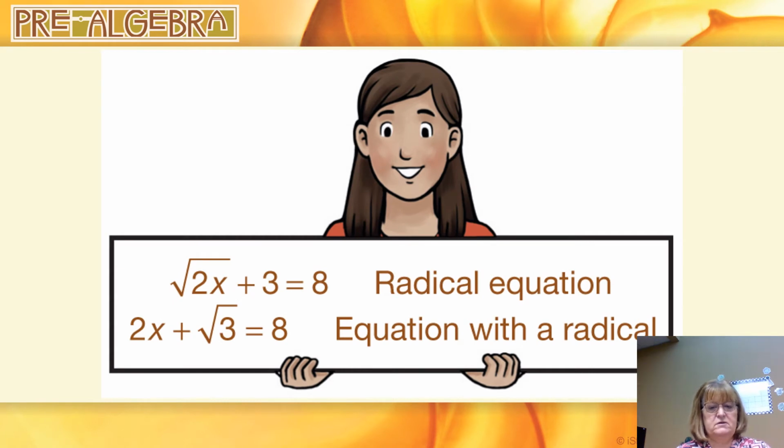Let's take a look at the examples. Notice that the square root of 2x plus 3 equals 8. That's a radical equation because there is a variable under the radical. But compare that to 2x plus the square root of 3 equals 8. That's just an equation with a radical, because we're not solving for a variable under the radicand. So that's just an equation.